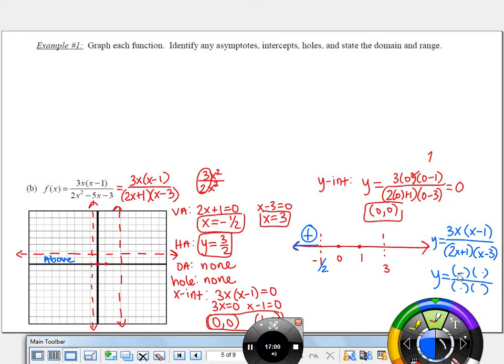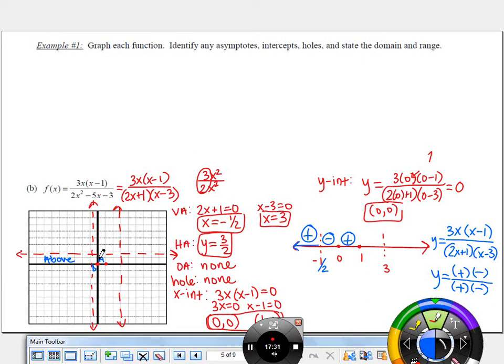So that would be negative and negative. This would be positive, and that would be negative. So in the end, that's all going to result in a negative. So here, I expect it to be below. And then between 0 and 1, if I plug in something like positive 0.5, this is going to be positive, negative, positive, negative. So in the end, that's going to work out to be positive. So I expect everything between 0 and 1 to be above the x-axis.